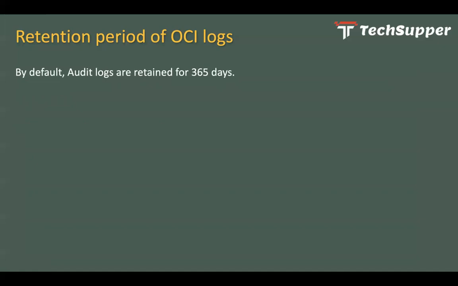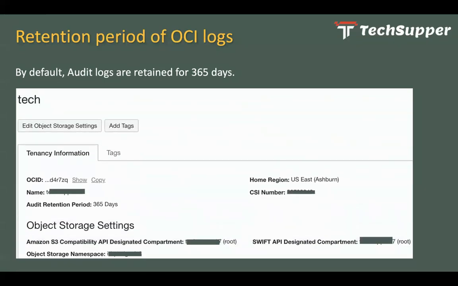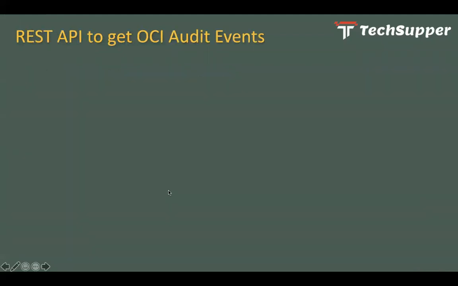And a very important thing, what is the retention period of that OCI log? By default, audit logs are retained for 365 days. So you can view the audit log of the last 365 days, meaning a year, and you cannot change this behavior. That retention period can be seen in the tenancy details. So if you go to your OCI console and look at your tenancy details, here you will see the audit retention period is 365 days. So this is a screenshot.